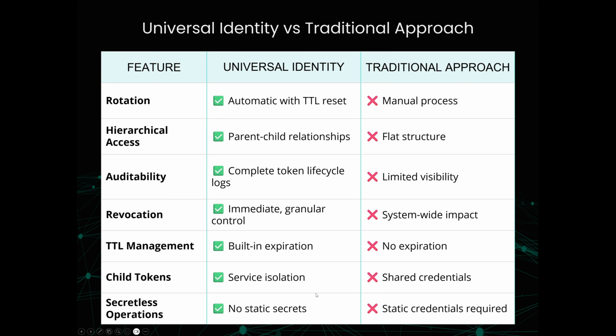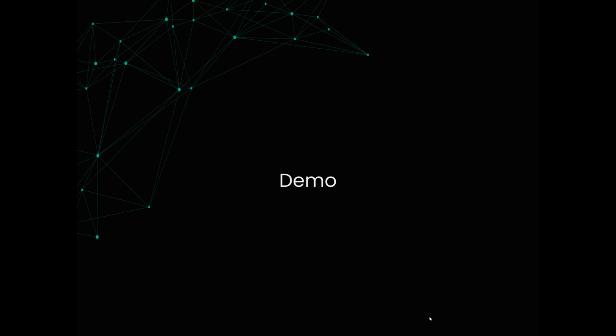The TTL management is built-in expiration inside of universal identity, whereas there's usually no expiration with the traditional approach. And then child tokens provide service isolation per microservice. Usually you have a shared credential across all your microservices because you have one service account per application. And then the secretless operation, we really have no static identities. We have no static secrets here. They're always being rotated on a regular basis. Whereas, of course, we are forced to have static credentials if we're running with a traditional approach with, again, VMs that are not part of a platform that gives identities to its resources. All right, with that, let's go ahead and jump into our demo.